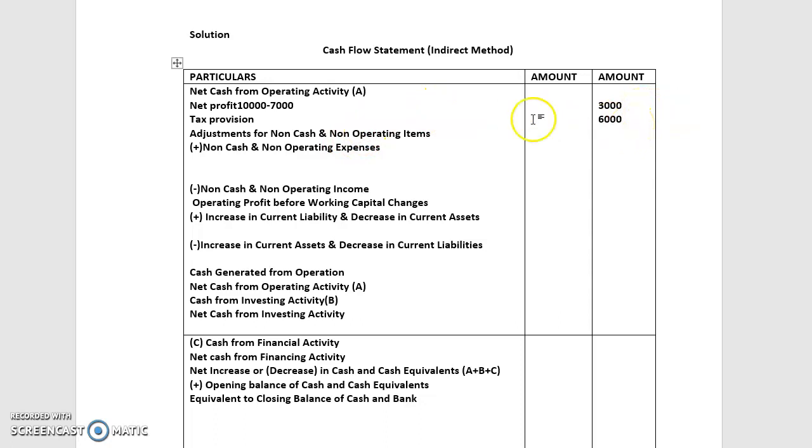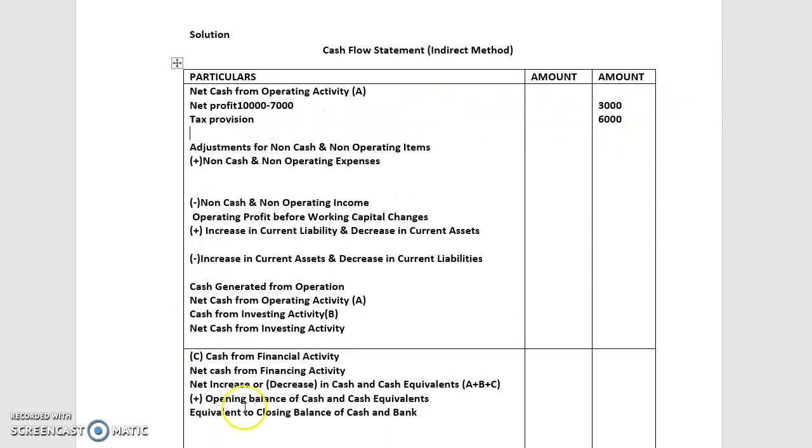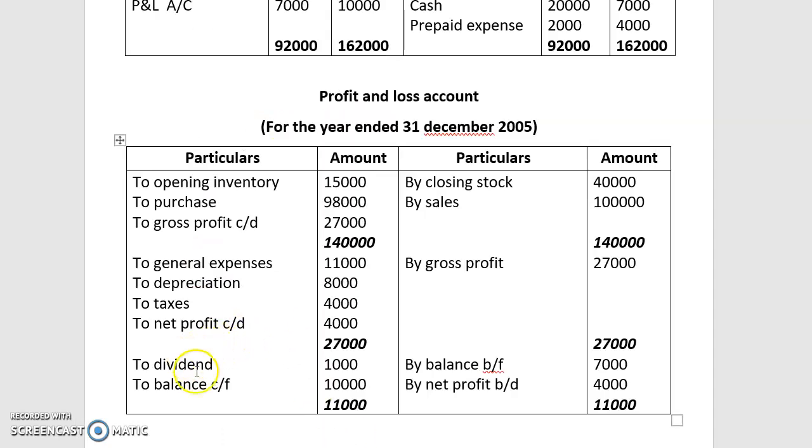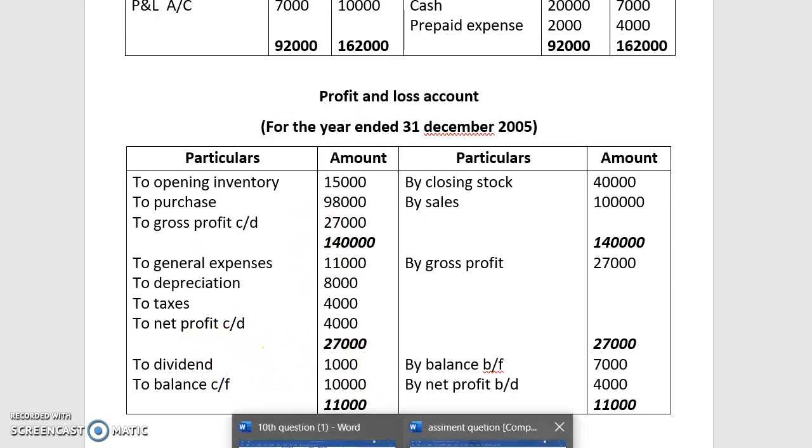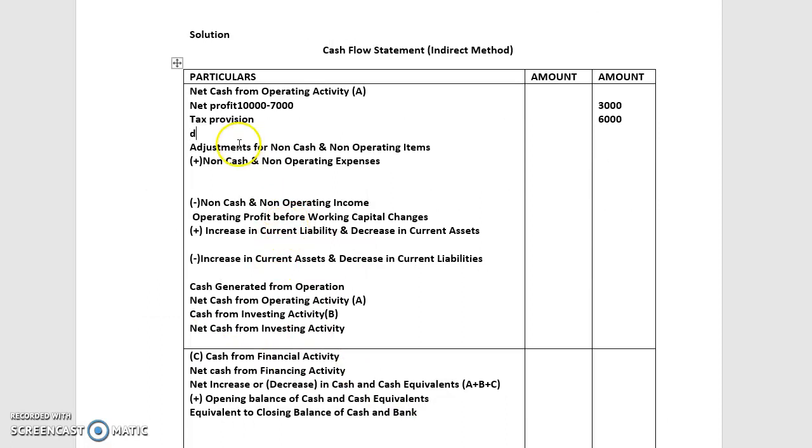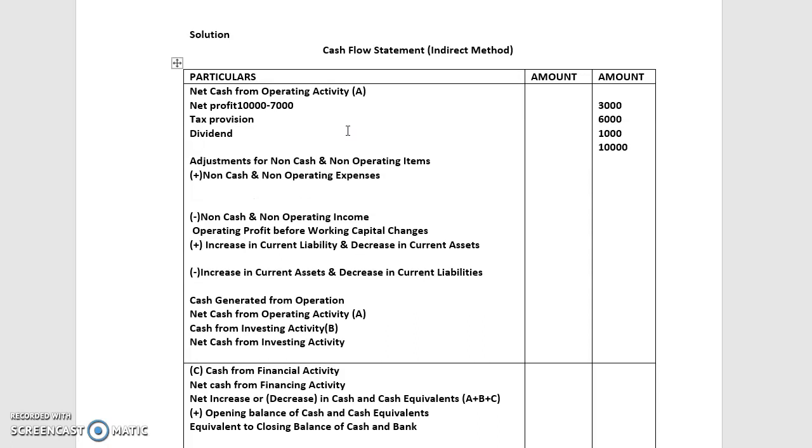Dividend, sorry, where is the dividend? The dividend is there in the profit and loss account. You can see this is the amount of dividend, 1,000 rupees. Check this dividend, that is 1,000 rupees. So 6 plus 1 plus 3, total 10,000 rupees. Total you will get 10,000 rupees. That is the net profit. Any doubts, please have clarity, and you can watch it again.